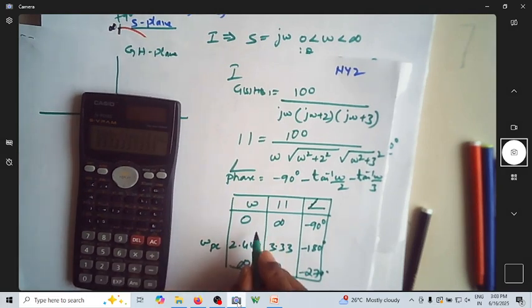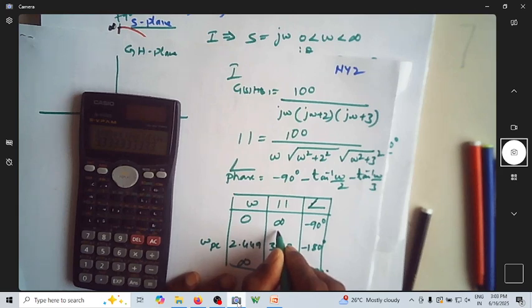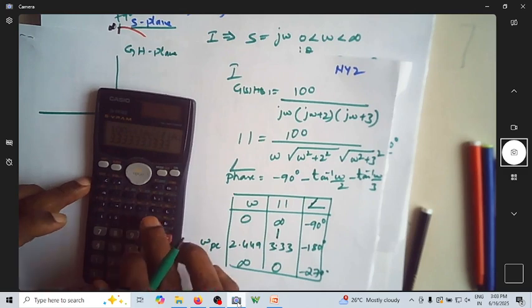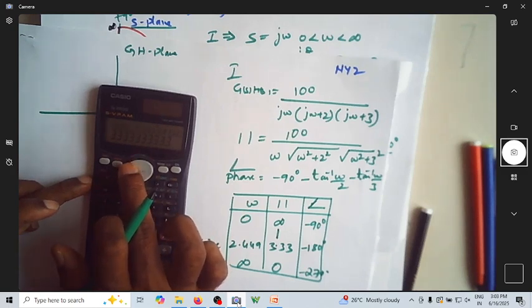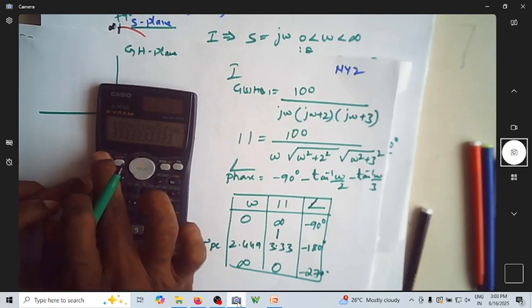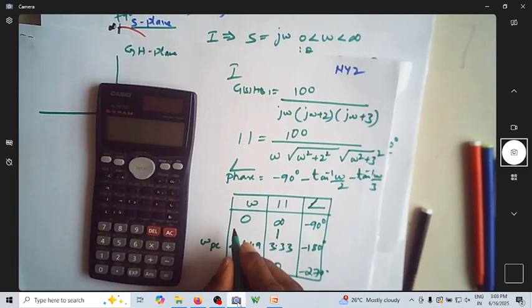Now I will equate this magnitude to 1 and find out what omega is. I will simply equate this, use shift solve, and get omega GC.